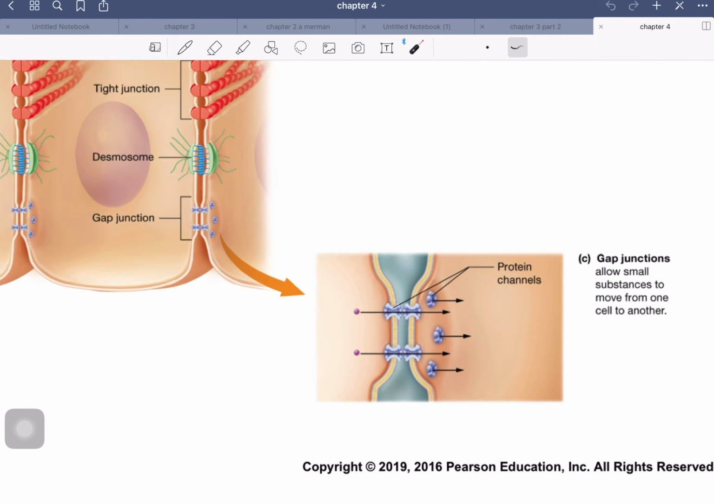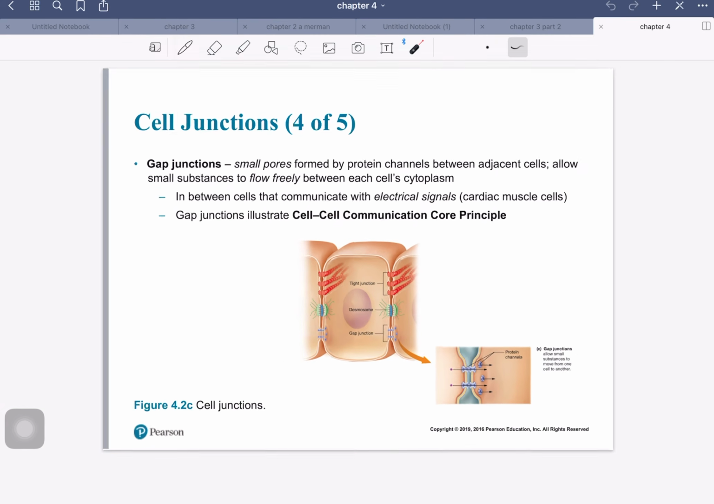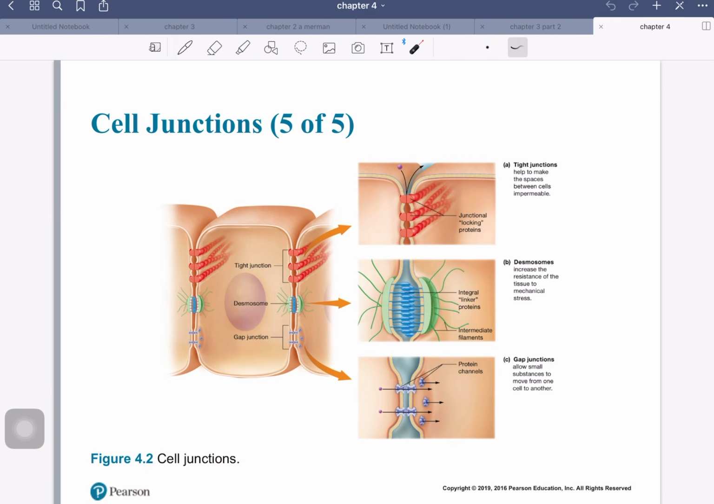Let's zoom in here a bit. You can see that here's a gap junction. You can see that these are the protein channels that form. This is one cell's membrane. This is the other. There's a channel that's formed here, a channel that's formed here, and that allows for the passage of really small stuff like ions and things like that. So those are the three main types, and here they're shown once again.